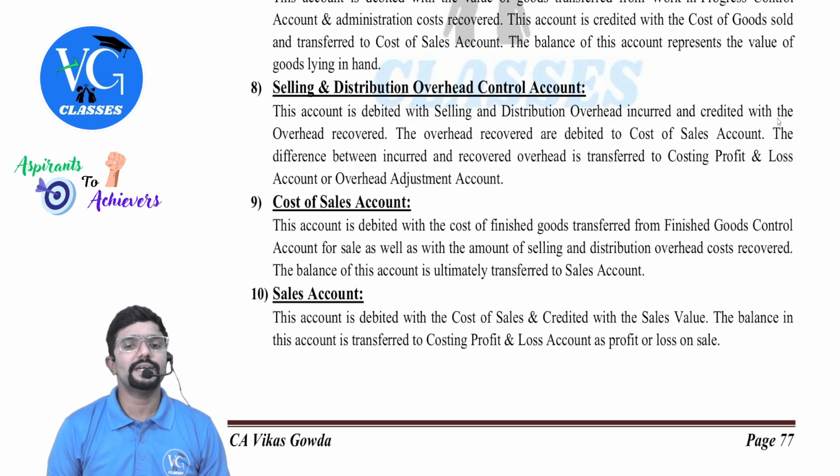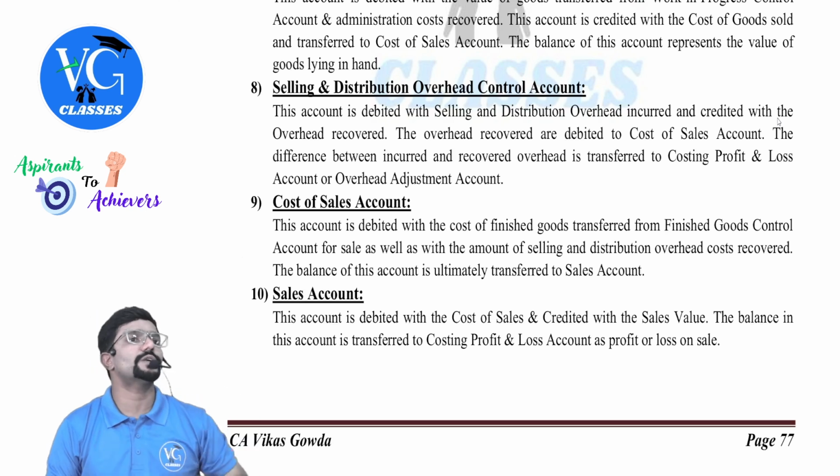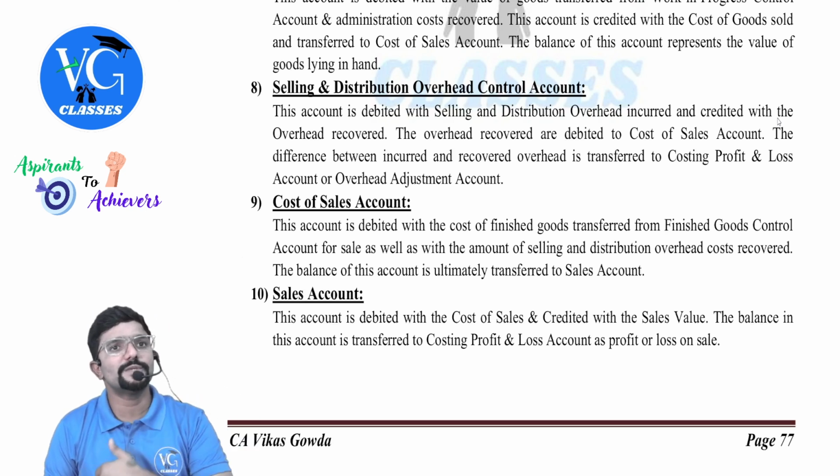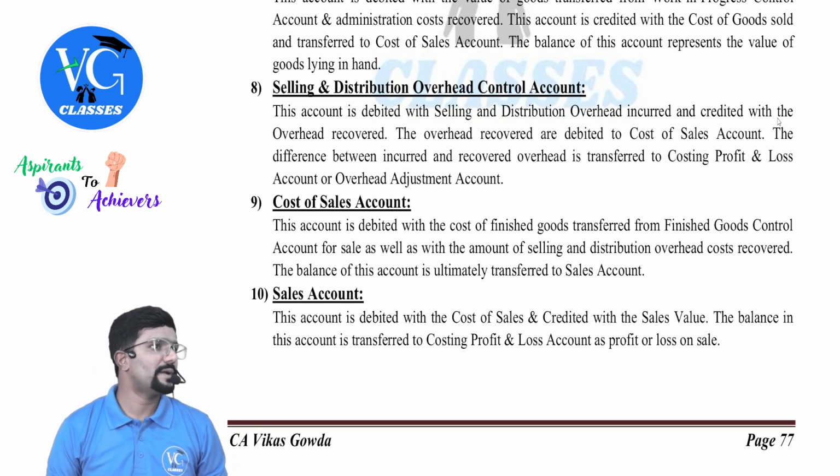The difference between incurred and recovered overhead is transferred to costing profit and loss account or overhead adjustment account. Next one is cost of sales account. Now on the debit side we already received two amounts here. What are those? COGS, which is transferred from finished goods control account, and selling and distribution overhead absorbed. We have debited two items.